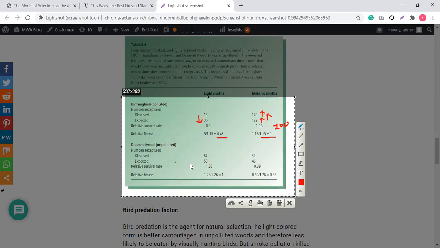And in the unpolluted case, what they observed, the numbers recaptured: 67 light and 32 melanic moths. And what they expected was 53 and 46. Now again, it is somewhat crossing their expectation, but see the same case in the unpolluted woods also. The relative fitness is 1 for the light peppered moth in that case, and 0.55 for the melanic moth. And the value of relative fitness for light moths in the polluted case was 0.43. Almost the same, 0.55 and 0.43, meaning they have almost the same selection coefficient. All right.